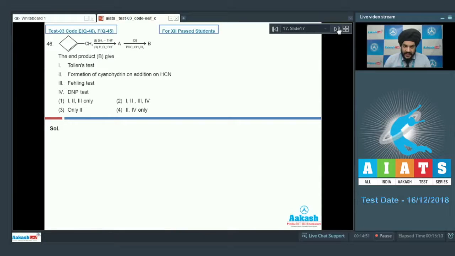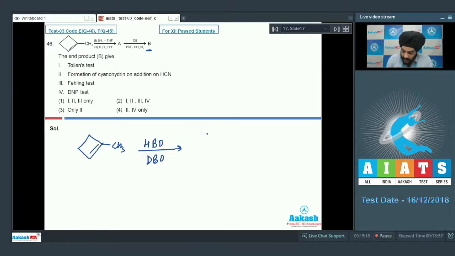Question number 46. So we have been given a reaction sequence which is leading to the formation of the product B, and the examiner seems to be interested in some reactions of the product B. So if we try and figure out the reaction sequence, we have this structure undergoing hydroboration oxidation. We can call it HBO, for hydroboration-oxidation.